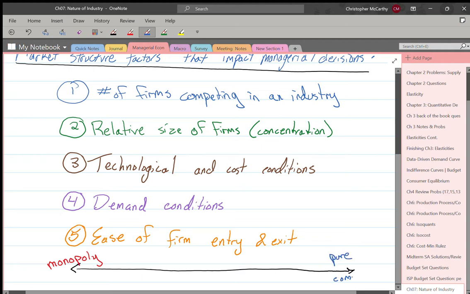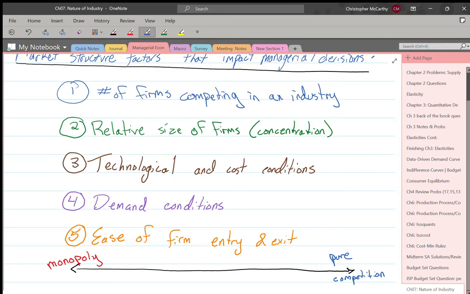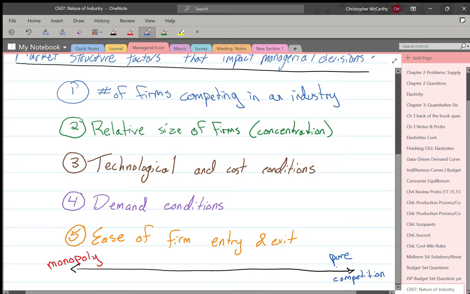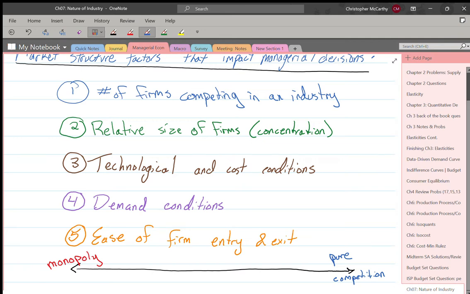Pure competition is when there are many, many firms, there's free entry and exit, there are low barriers to entry, and there's free information between firms. So it doesn't really exist in real life. Almost all of the industries fall somewhere in between.